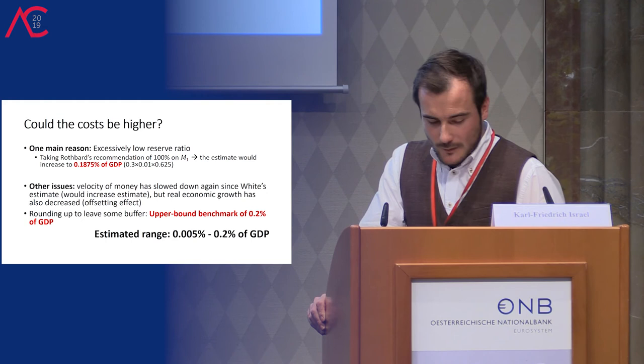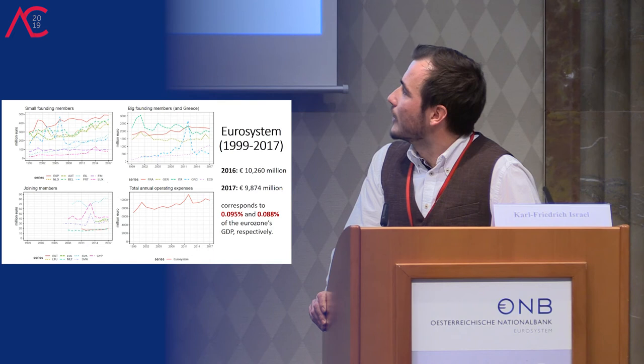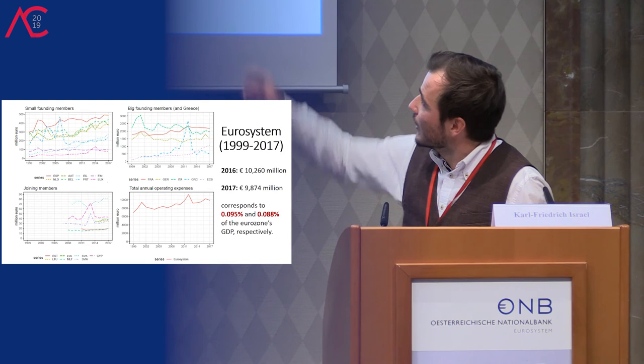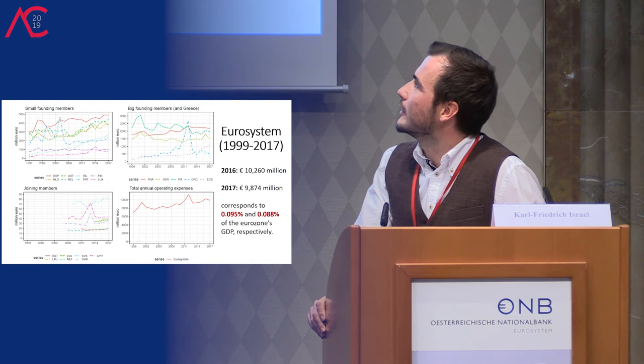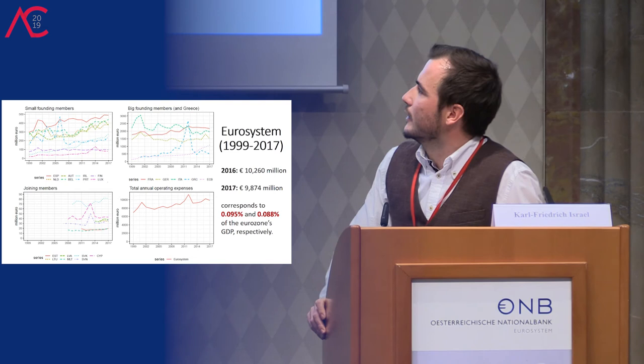And now let's look at the expenses of modern fiat money systems. And here we have the costs of the euro system. Unfortunately, the euro system doesn't publish a consolidated annual report, so I looked at the annual reports of every national central bank. In the upper left panel, you have the smaller founding members. In the upper right panel, you have the bigger founding members, and also Greece, which is somewhat of an exceptional case. In my earlier publication, I discussed Greece a little in more detail. And down there, you have the joining members over time.